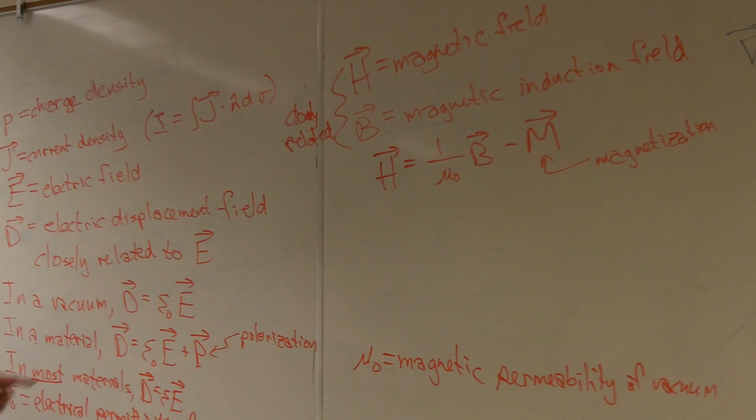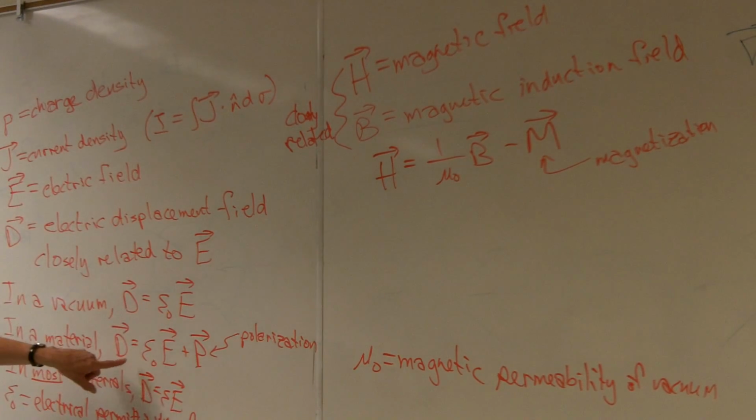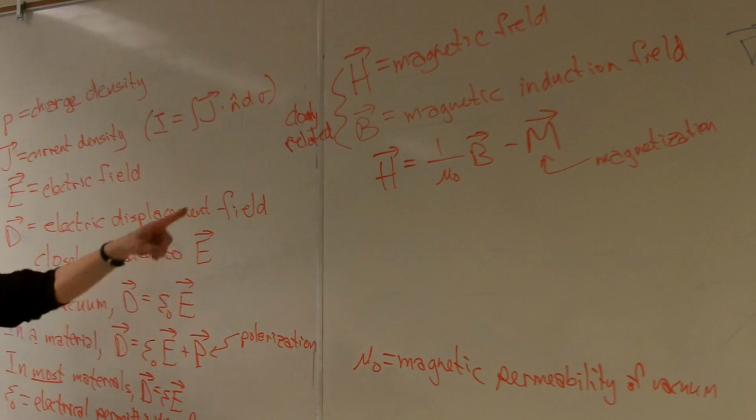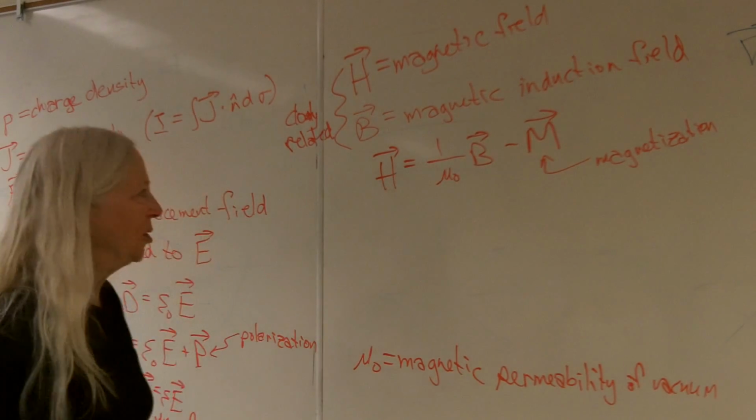Right? It's a fundamental constant, kind of analogous for magnetic situations to what epsilon naught was for electrical situations. This equation is very similar to this equation right here, and the magnetization is sort of analogous to the polarization. The magnetization describes what's going on, for example, in a permanent magnet, where you've got a bunch of electron spins all oriented in the same direction, leading to a magnetization.